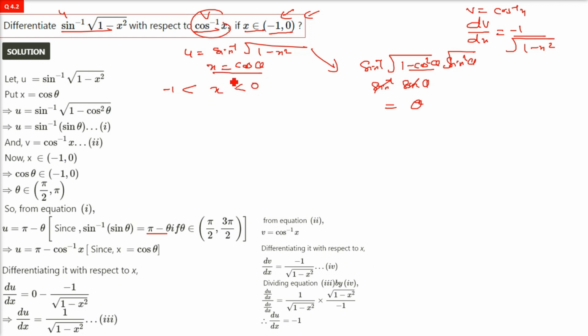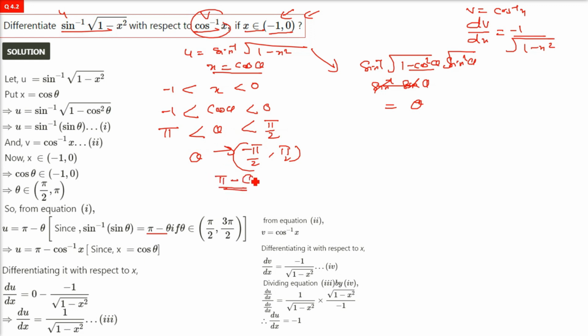So x is between -1 and 0 in this case. So basically we have to put x as cos theta. So cos theta is between -1 and 0. If you take cos inverse, it will be between pi and pi by 2. So theta has to be between what? It has to be between negative pi by 2 and pi by 2, which we have already seen, which is out of this range. So when you cancel sine and sine inverse, you cannot put it as theta. You have to put it as pi minus theta. That is the whole idea.